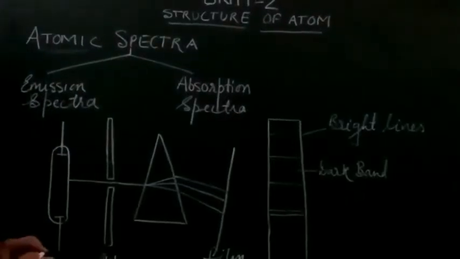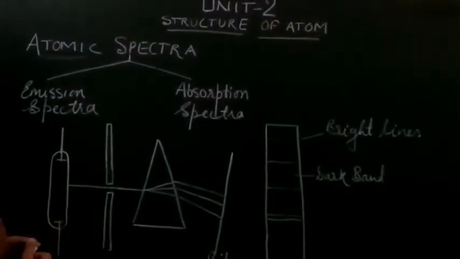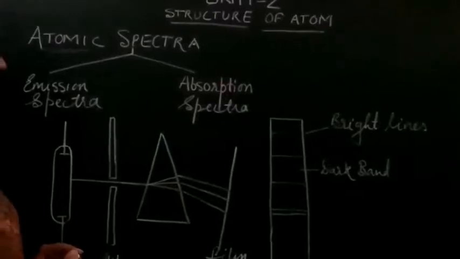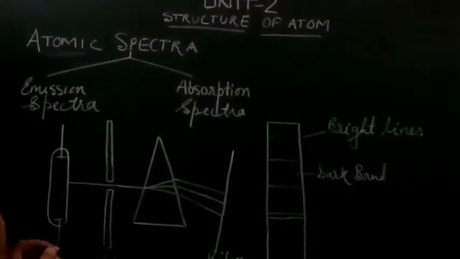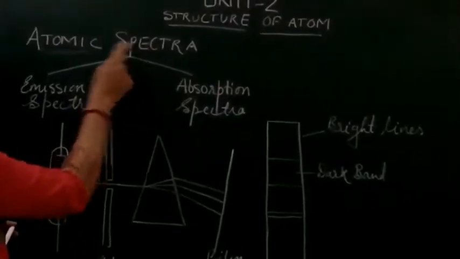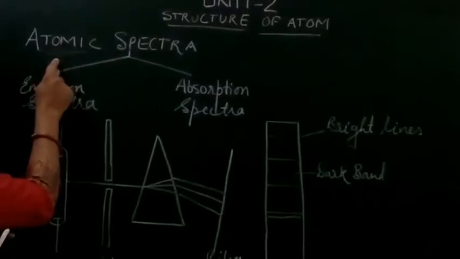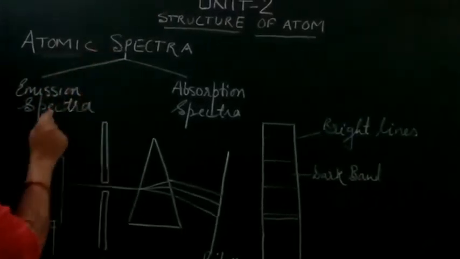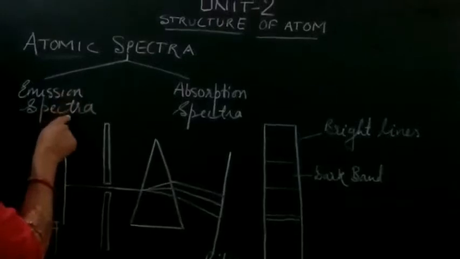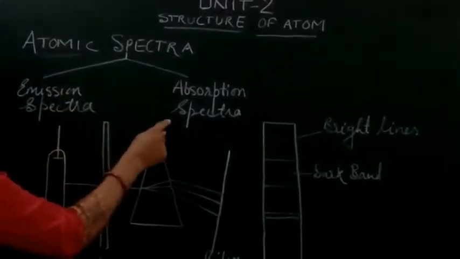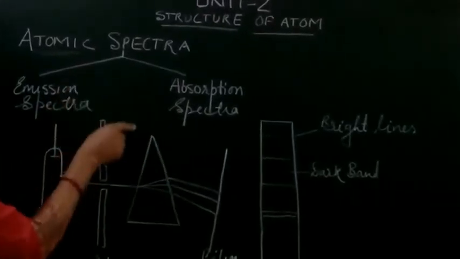So, atomic spectra. Why is the atomic spectra obtained? Because of the energy changes which take place in an atom. That's why the spectrum obtained is known as the atomic spectra. The atomic spectra is divided into two types: emission spectra and absorption spectra. These are characteristics of an atom.